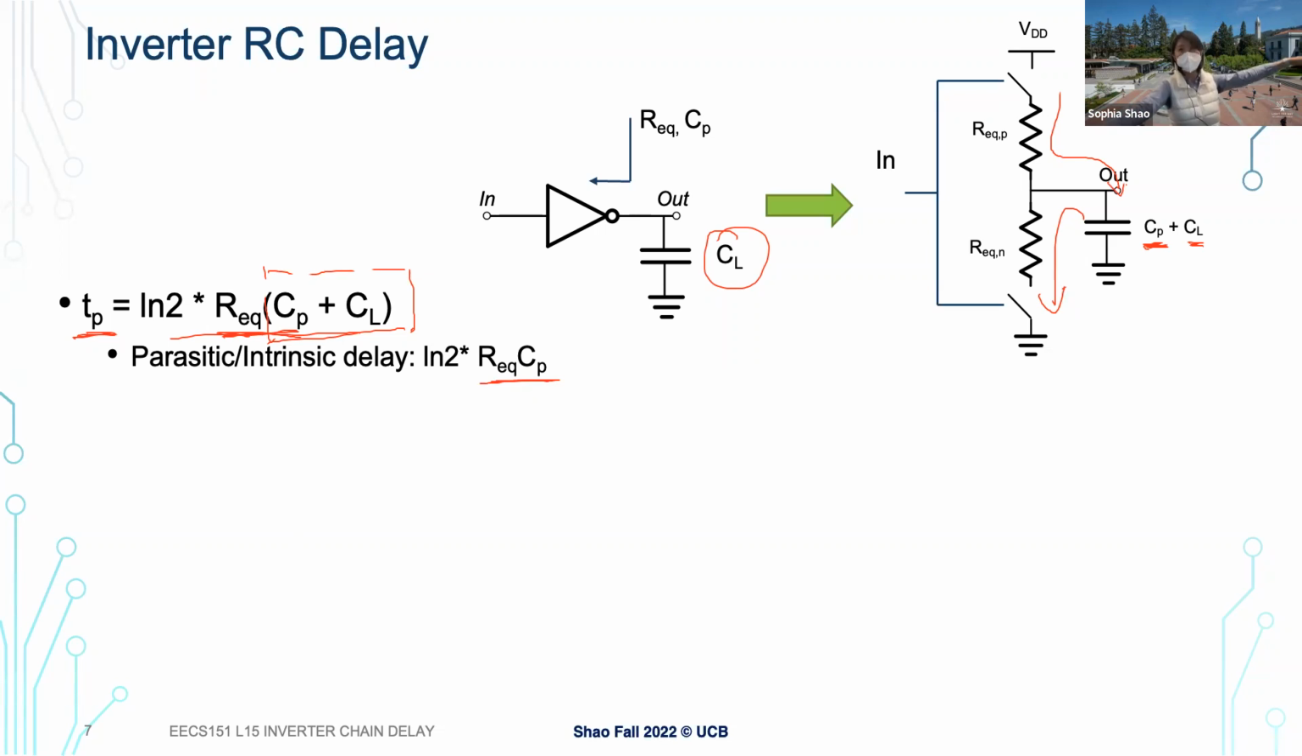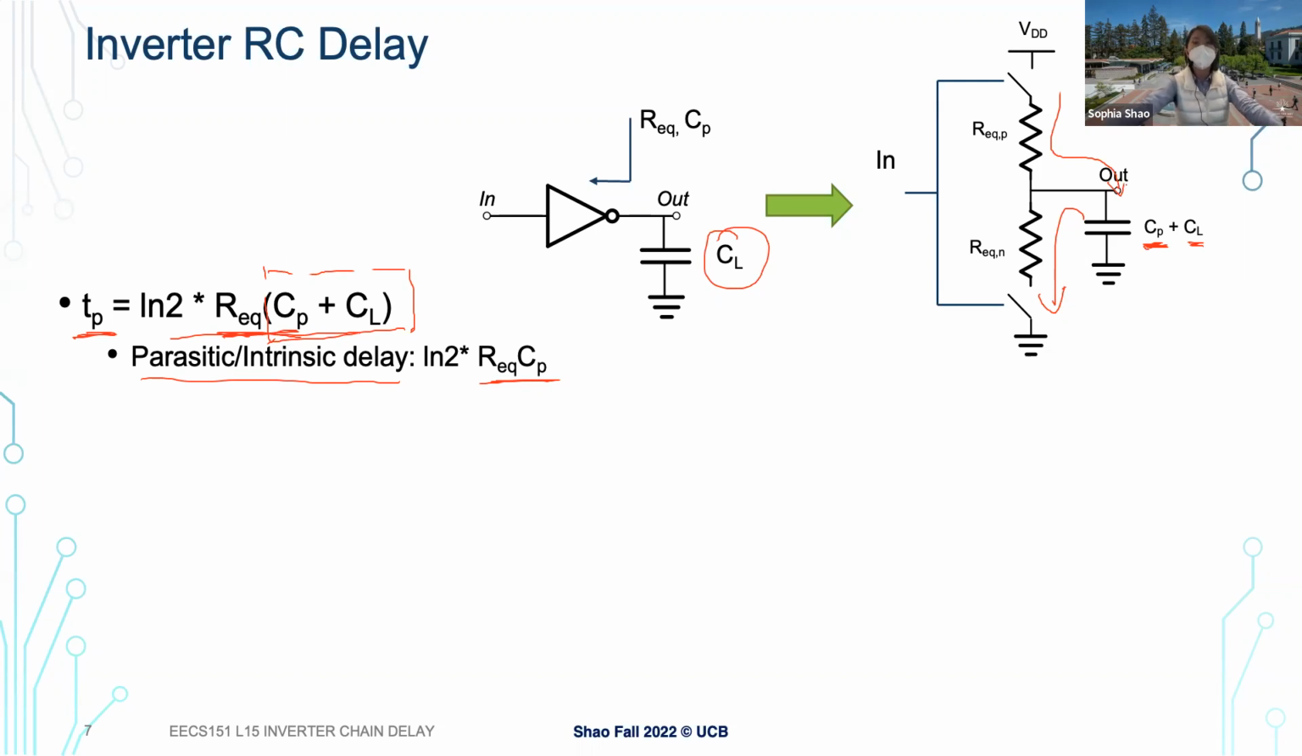As the name suggests, this is intrinsic to this gate. No matter whether we are loading a bigger circuit or a smaller circuit, this is independent of the load. It is only intrinsic to the circuit design. So when you hear people talking about intrinsic delay or parasitic delay, this is largely dependent on the inverter design, or the gate design itself: how much parasitic capacitance we have, and what resistance we have.